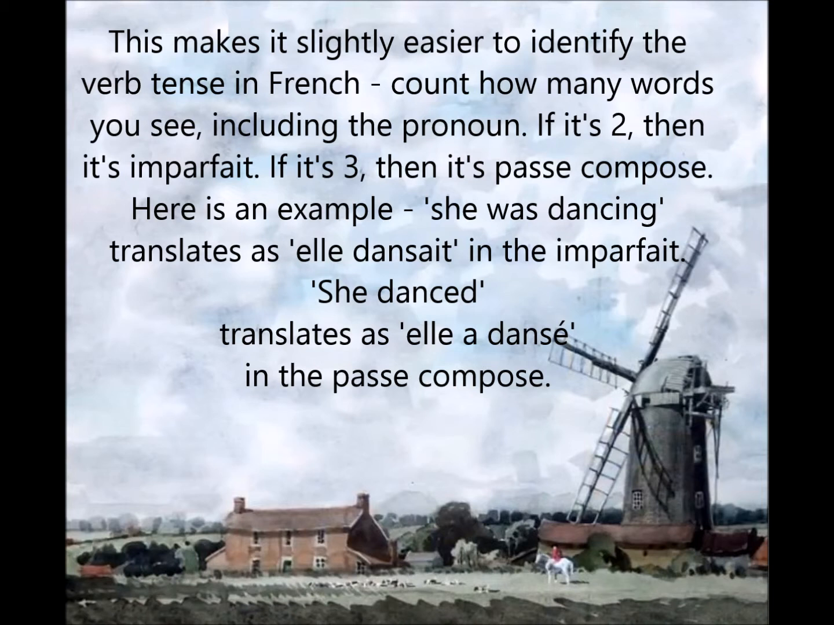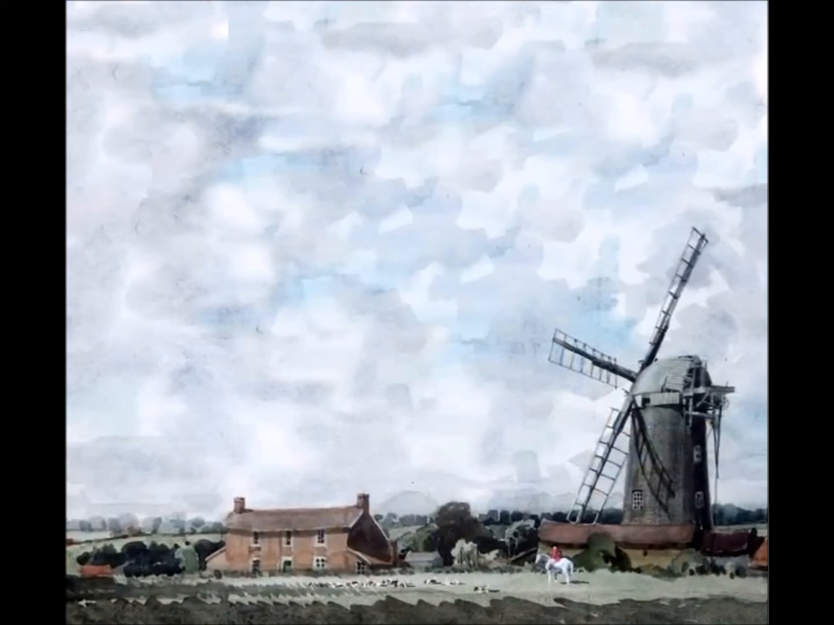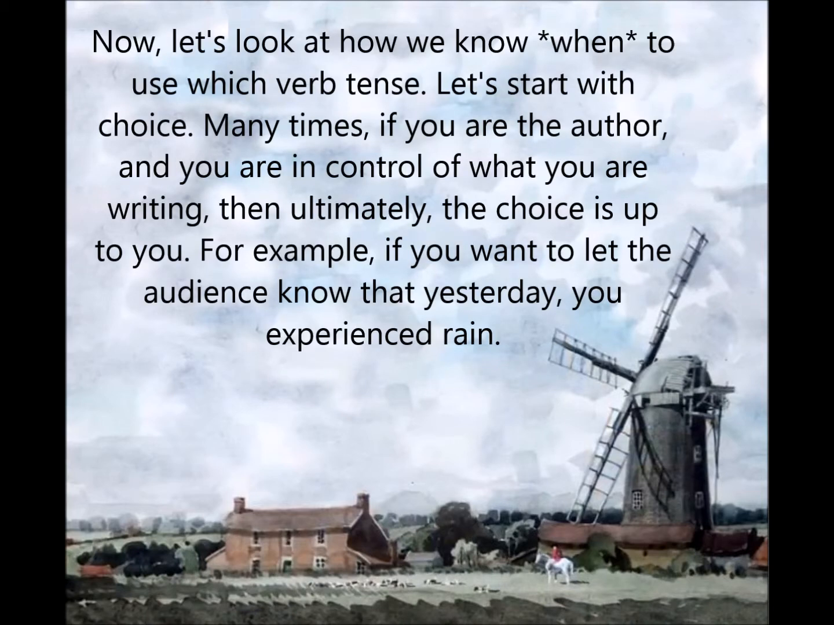Here is an example. She was dancing translates as elle dansait in the imparfait. She danced translates as elle a dansé in the passé composé. Now let's look at how we know when to use which verb tense.